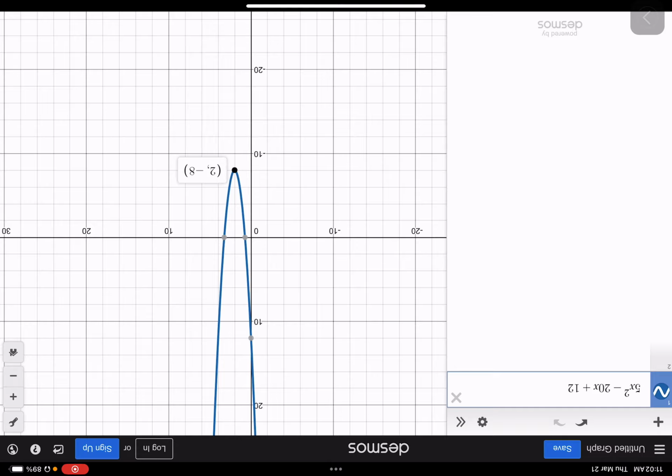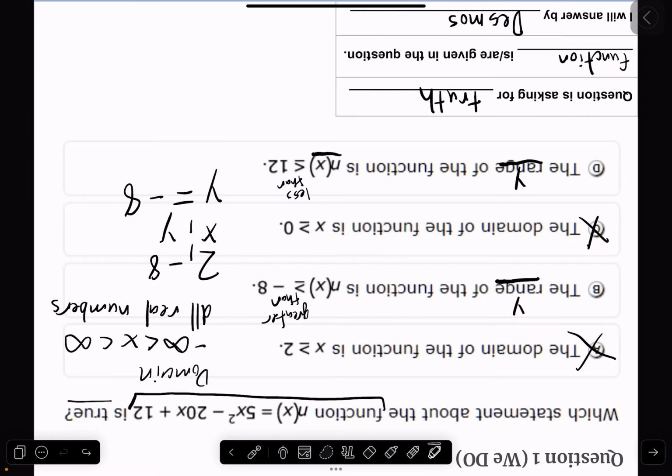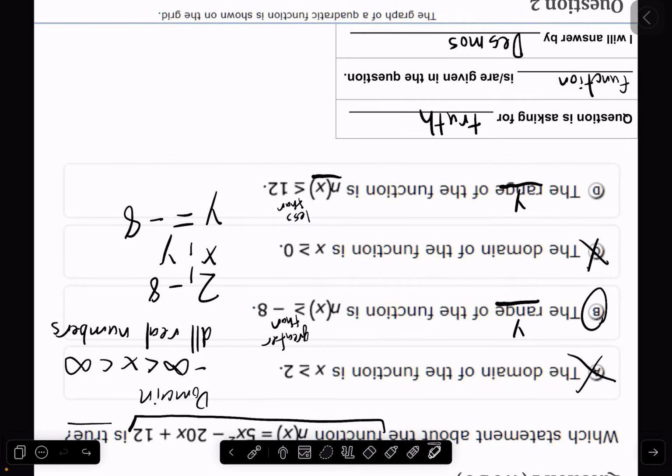Look at all these values. These are all, if we notice, all these y values are greater than negative 8. We'll go this way. The same thing holds true. So it looks like this one is the most true. So we say this one is true, and we'd say we're probably good for this question.